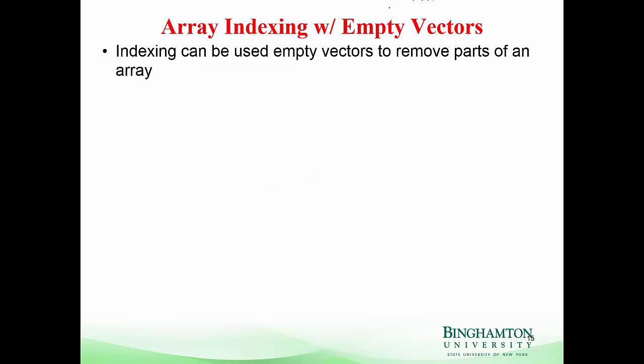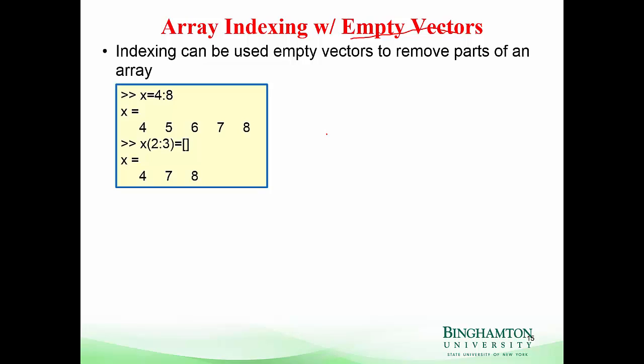Okay, so the last thing that we have to talk about in this set of notes is another thing I didn't actually know about, and that's indexing with empty vectors. So we defined the concept of an empty vector in a previous set of notes, and this is a pretty cool use of those. We can use it to remove parts of an existing array. So here's how it can be used with a vector. I've got this vector that's got 5 elements in it, the integers 4 through 8.